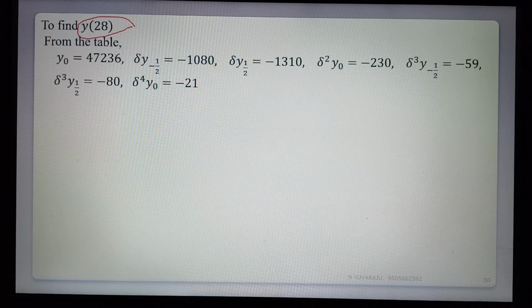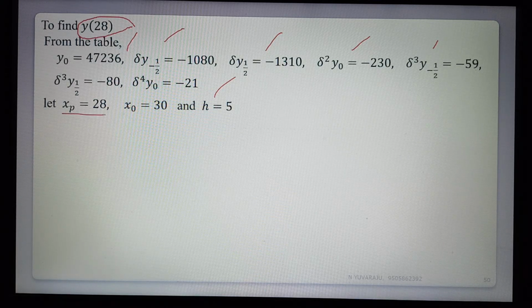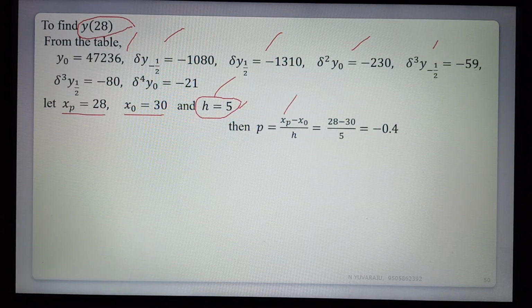So to find y of 28, xp is equal to 28, which is near to x naught. From the table, write all the values already told in the previous slide. Here xp is equal to 28, which is near the central point 30, and the step length of each x value is a difference of 5. So h is equal to 5. P is equal to xp minus x naught by h, 28 minus 30 by 5, that is equal to minus 0.4. Okay, now using the Stirling formula.